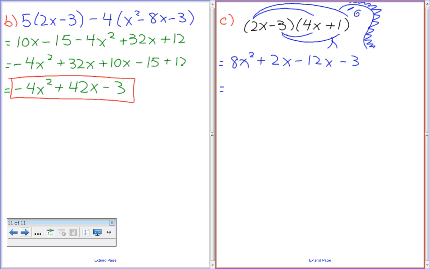Okay, that turns that into 8x squared minus 10x minus 3. Now, before, everyone always complains about the bird, or let me tell the bird story.